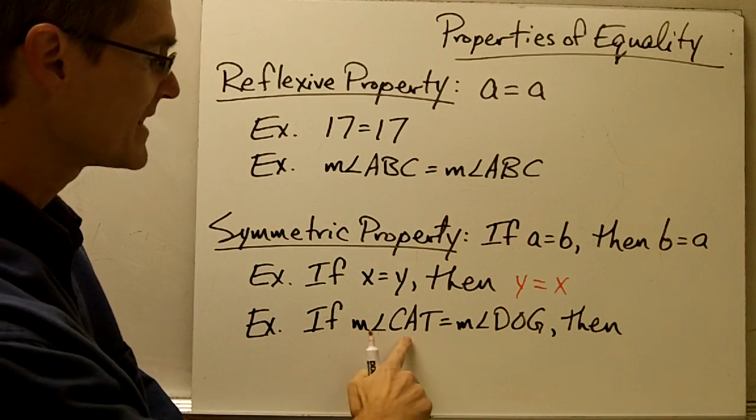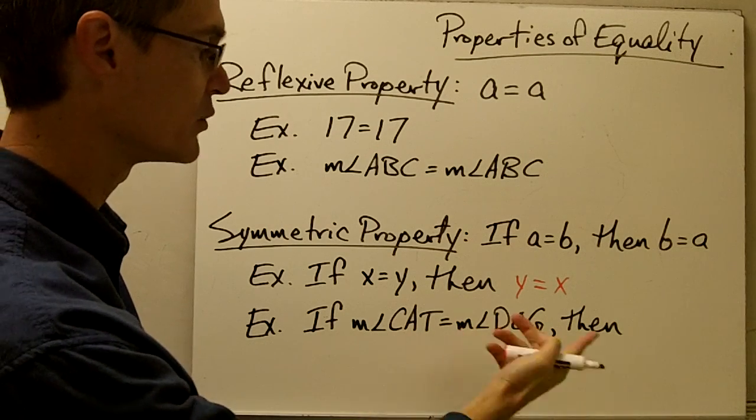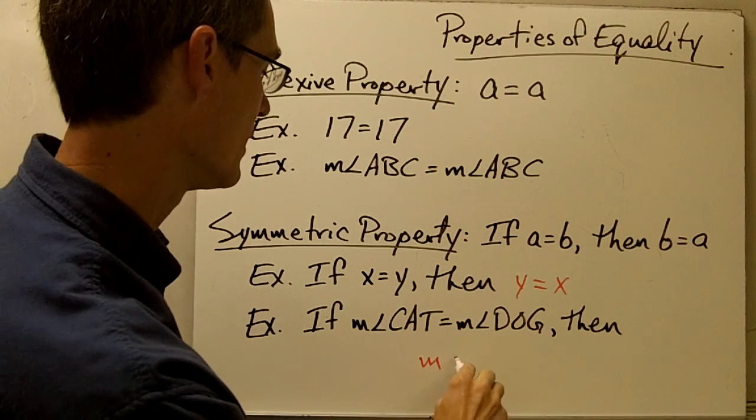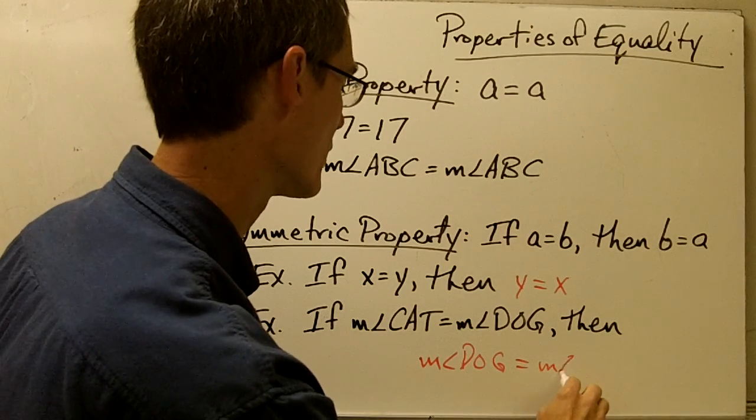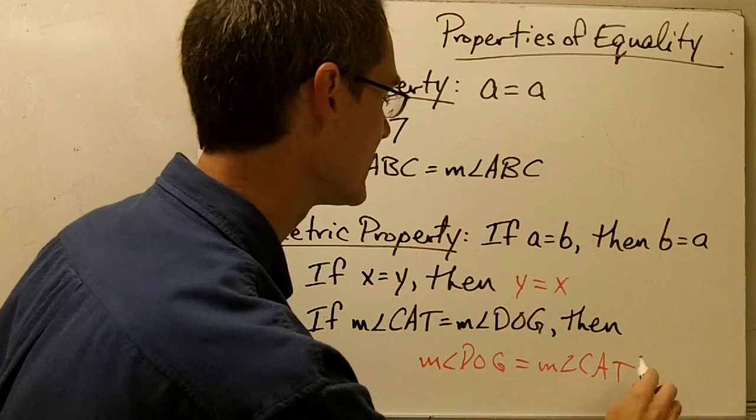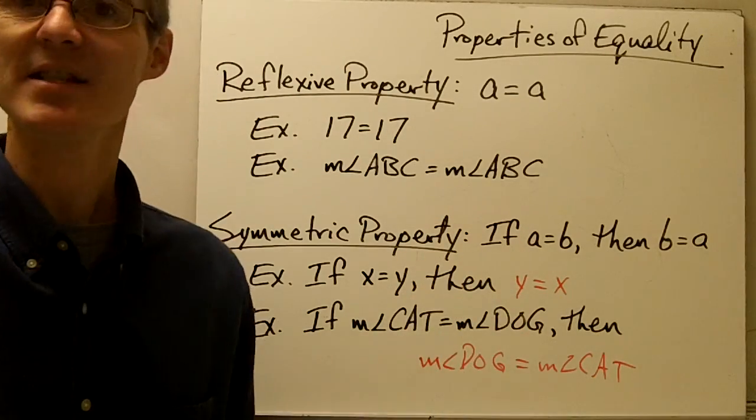If the measure of angle CAT is equal to the measure of angle DOG, then we could say the measure of angle DOG is equal to the measure of angle CAT. We're just flipping it around. That's the symmetric property.